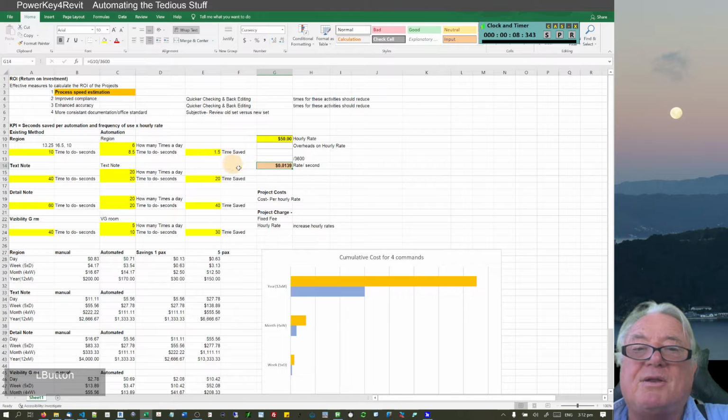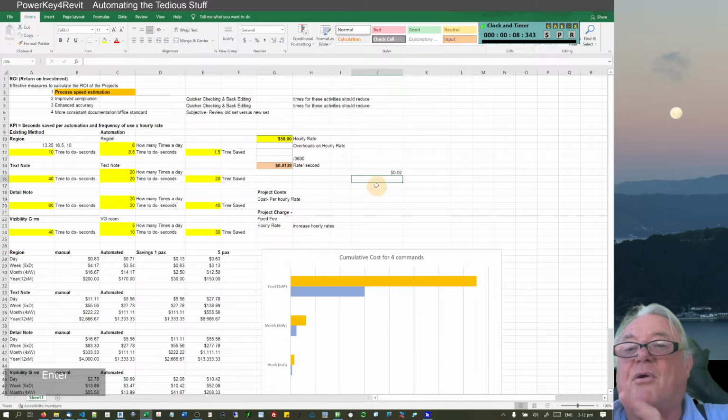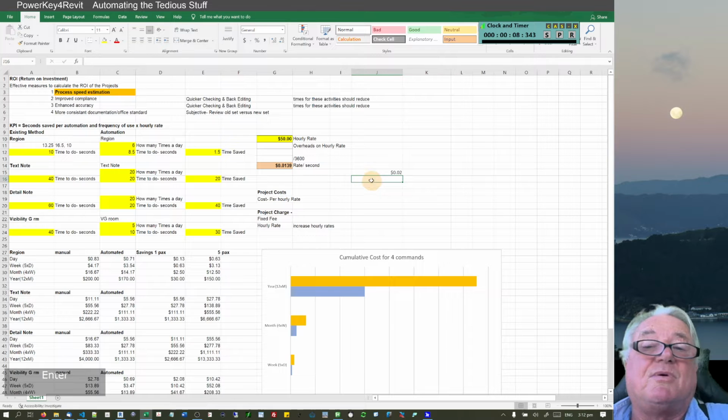So we can now multiply that. Every time we do that, we're saving 1.5 times that. So we're saving 0.02 cents every time we use that fast key at this point in time. But how many times do we use it in a day?